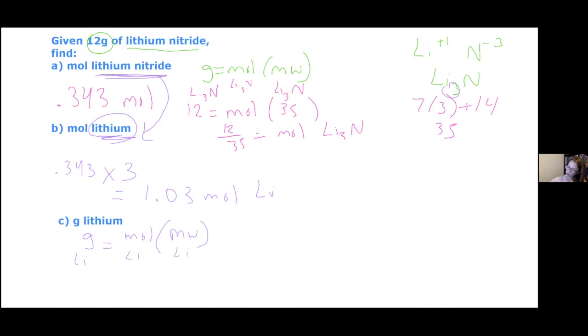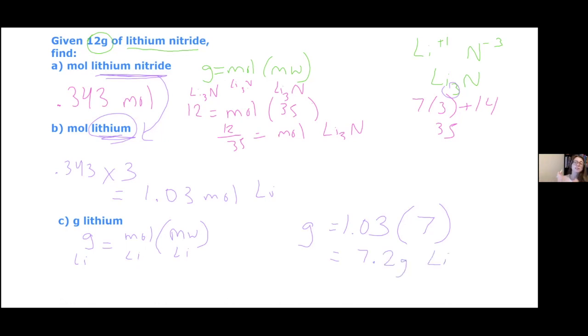So I want the grams. My moles of lithium I just found in part B. I look on the periodic table for the molecular weight of lithium. It's 7. I'm not looking at all the lithiums in lithium nitride. I already accounted for that when I found the moles. And so I just use the molecular weight of lithium. Multiplying that by 7, I get 7.2 grams of lithium.